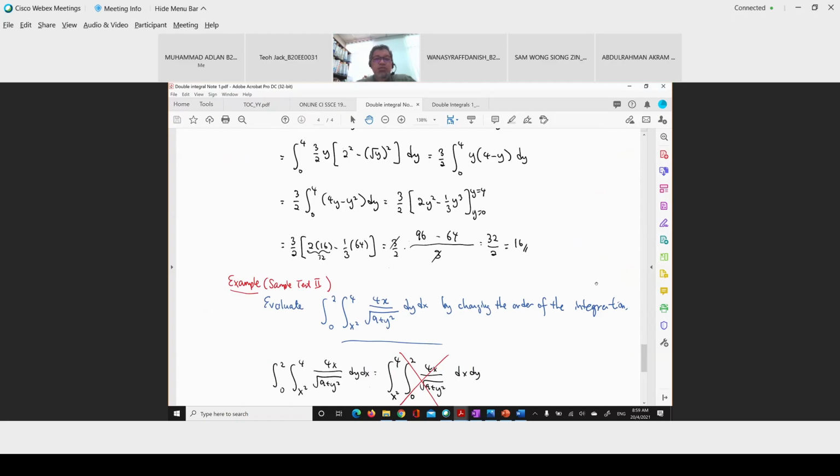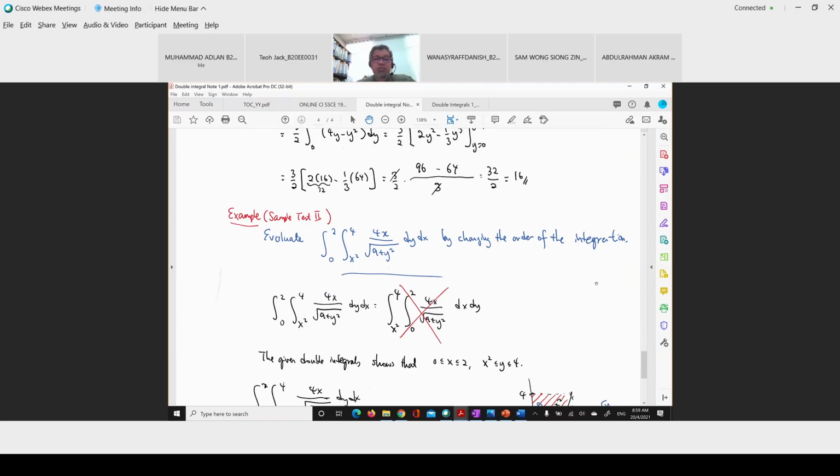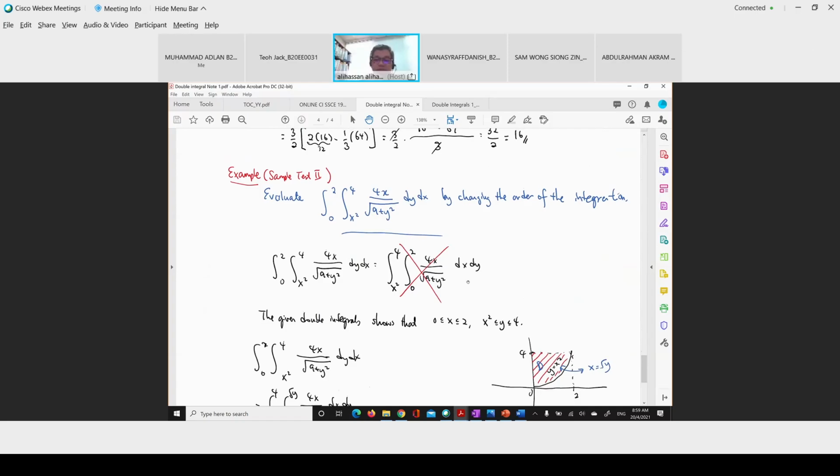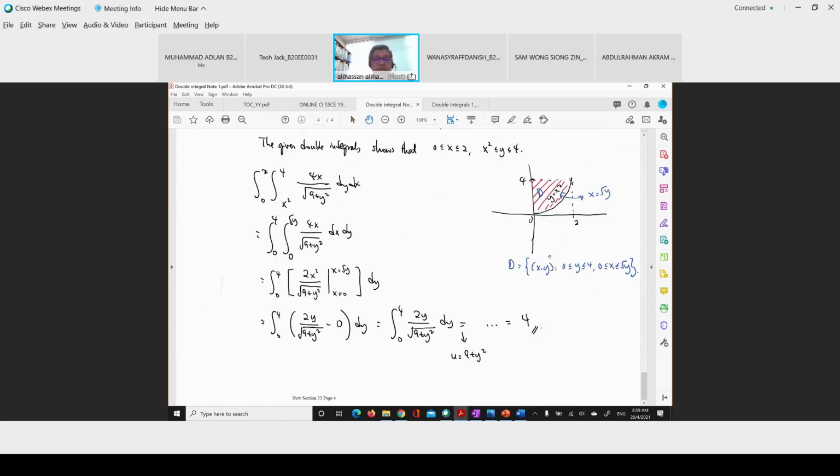This is a sample test problem. You are given a double integral using the order dy dx, but it is suggested here to change the order of integration into dx dy. So you need to find the appropriate bounds for x and y. So here is what we have discussed. Any questions so far related to double integral?